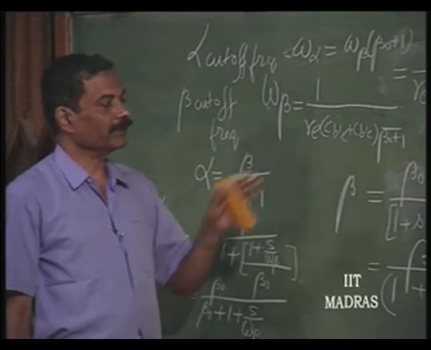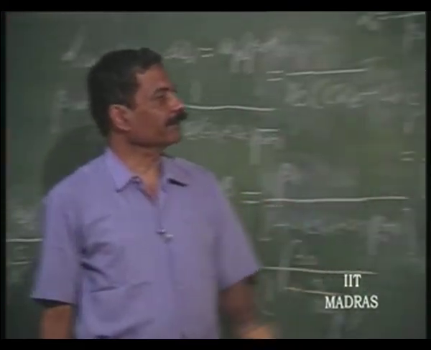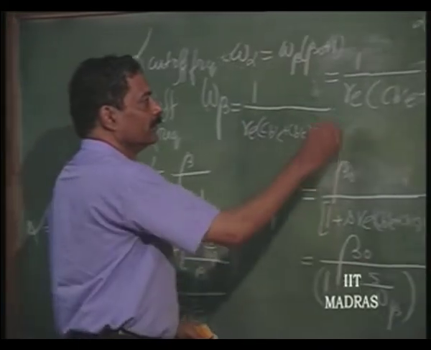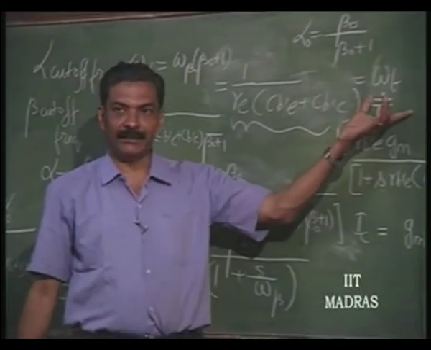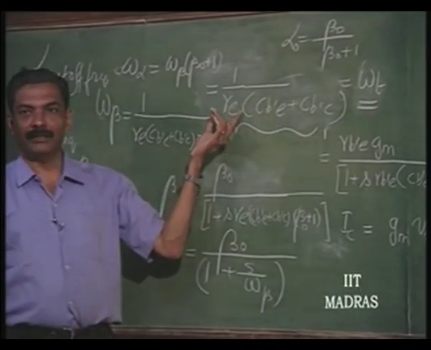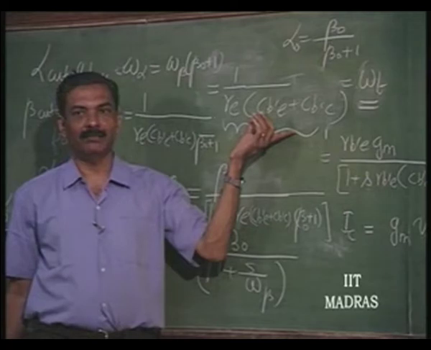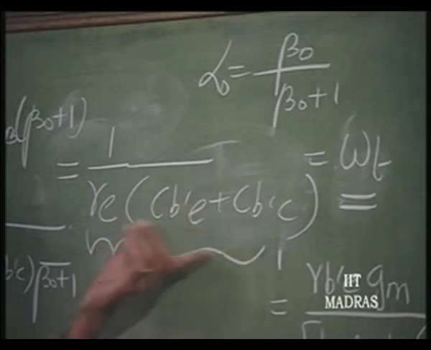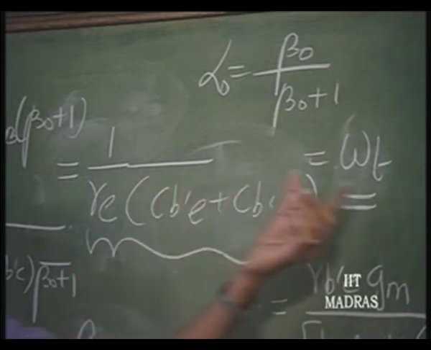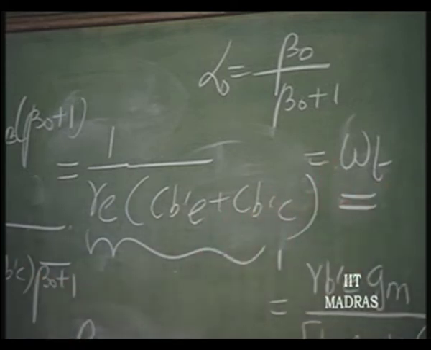So, it is the upper cutoff frequency of alpha, or where beta falls to less than 1, that is the transition frequency, and this is a parameter which is given by the manufacturer. So, if omega T is given, R e can be evaluated depending upon the operating current. R e is equal to V T divided by I e q. Then you can find out what is C b dash E plus C b dash C. So, the effective value of this capacitance can also be found out if omega T is given. Manufacturer normally gives omega T, and therefore you can find out the value of C b dash E plus C b dash C from that.